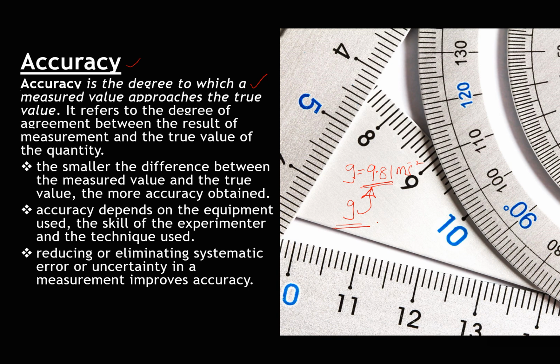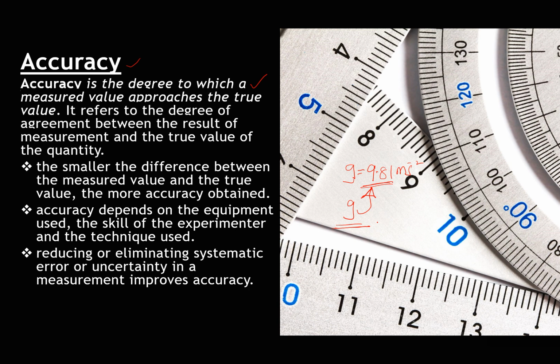then we can say the measurements are very accurate. So measurements which are very close to the true value can be considered to be accurate, and therefore accuracy is the degree to which a measured value is close to the true value. That is what we call accuracy. So measurements will only be deemed to be accurate if their average has a small difference from the true value.